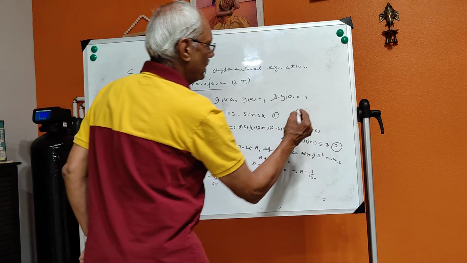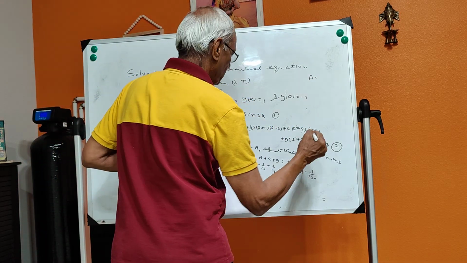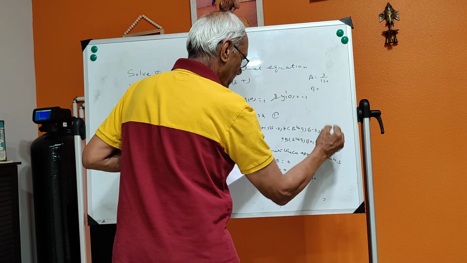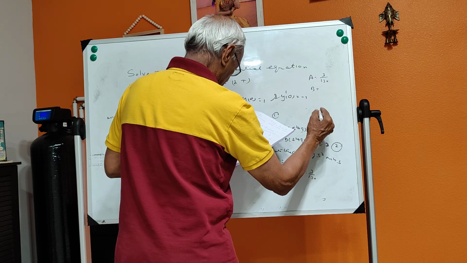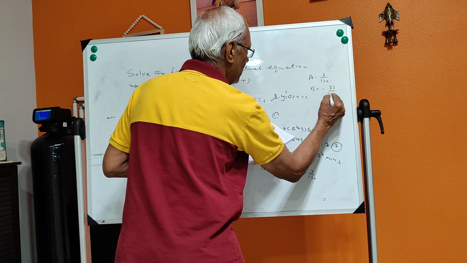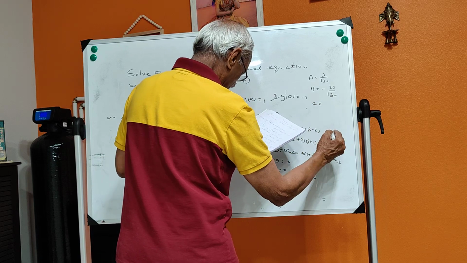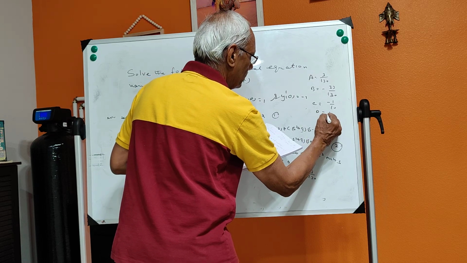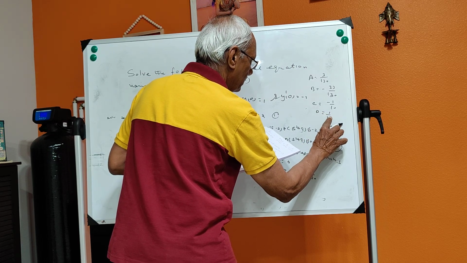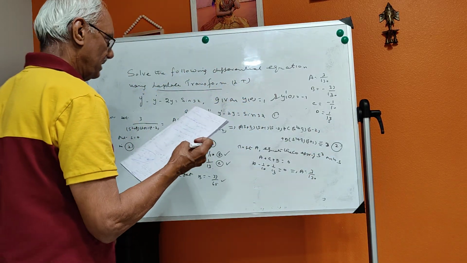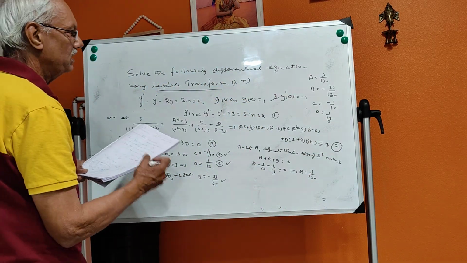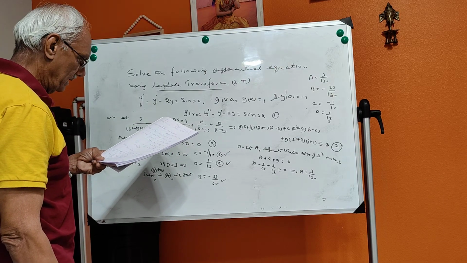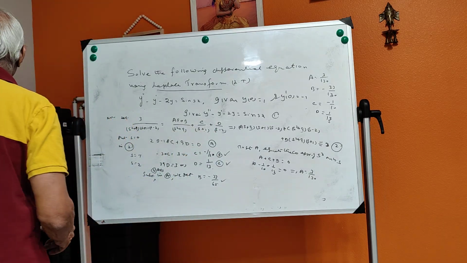So I write it here. What is the value that you get? a is equal to 3 by 130, b is equal to minus 33 by 130, c is equal to minus 1 by 10, and d is equal to 1 by 30. These are the values that you get. So substituting here, what is it that you will get?